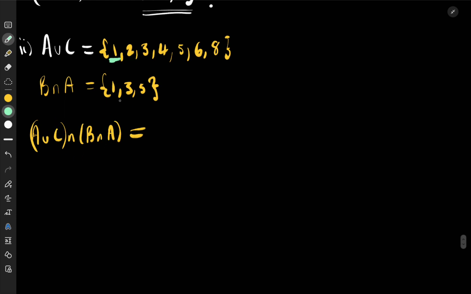We start with 1. Is 1 also in B intersection A? Yes, so we can take it. 2. Is 2 also in B intersection A? No. 3. Is 3 also in it? Yes, we can take it. Okay, 4, is 4 also in B intersection A? No. 5, is it also? Yes, so we can take it. 6, no. 8, no. So we would be done. And this is your final solution. That's what you do when you see brackets. Okay, bye.